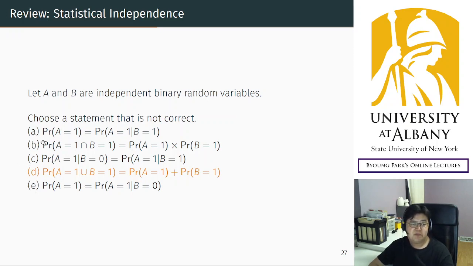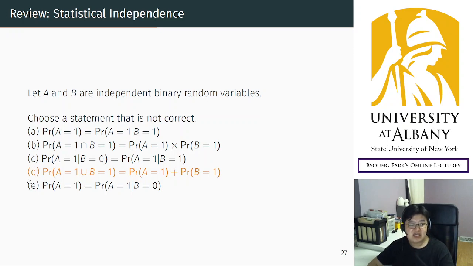And B here is the special multiplication rule, where the probability of the intersection can be written as a multiplication of two simple probabilities. So probabilities are multiplied and you get the probability of the intersection.